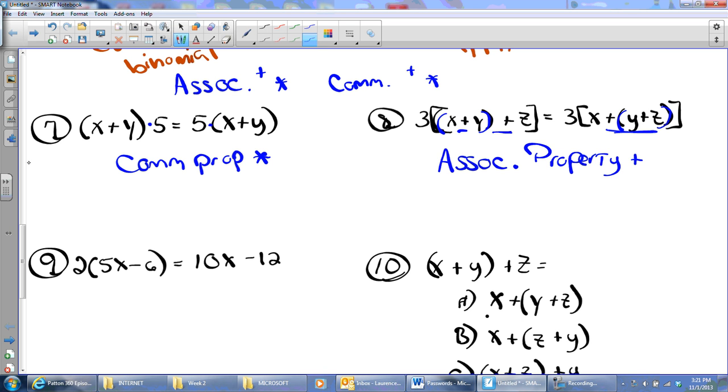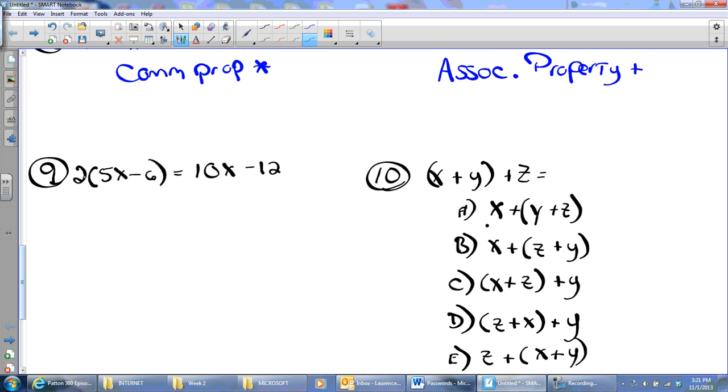Okay, number 9, you should know what this is. If you don't, whoop, whoop should be a giveaway because that's how they got 10x minus 12, right? That's the distributive property. Okay.